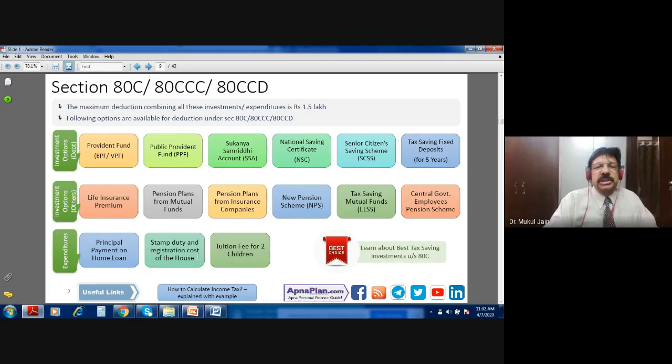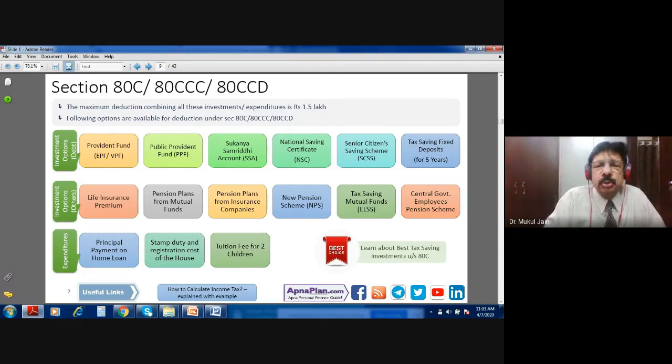Stamp duty and registration cost of the house has also now been included. Suppose you buy a new house and you want to get your house registered with the registrar office. Whatever stamp duty you pay, for example, nowadays the stamp duty is around 6% to 7% of the market value of the property, or of the circle rate, whichever is higher. So if you have purchased a house and paid the stamp duty and the registry cost, that also you can avail under Section 80C.